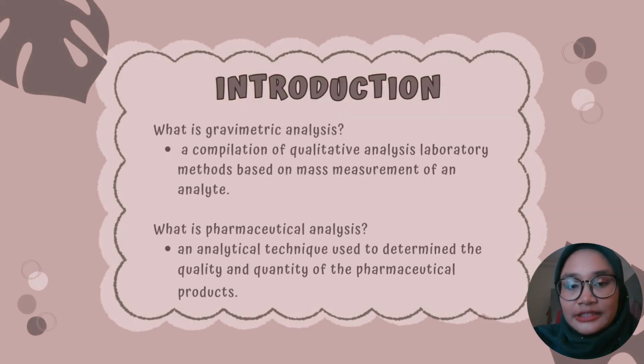So our main title in this video is about gravimetric analysis. So what is gravimetric analysis? Gravimetric analysis is a compilation of qualitative analysis laboratory methods based on mass measurement of an analyte. And what is pharmaceutical analysis? Pharmaceutical analysis is an analytical technique used to determine the quality and quantity of the pharmaceutical products.